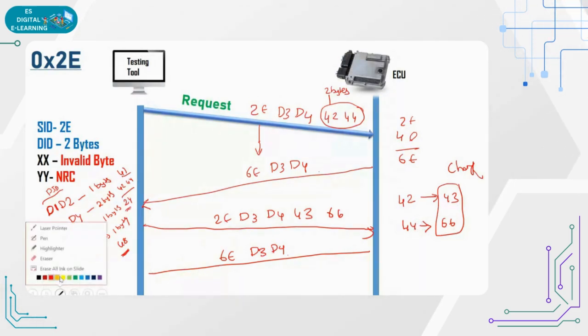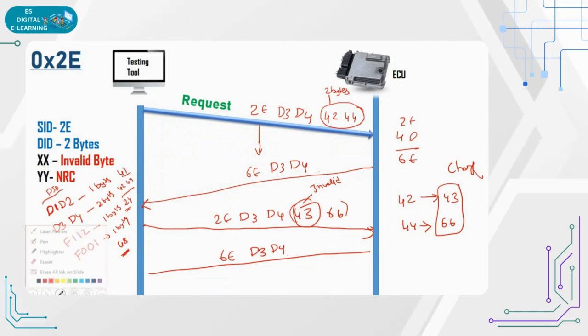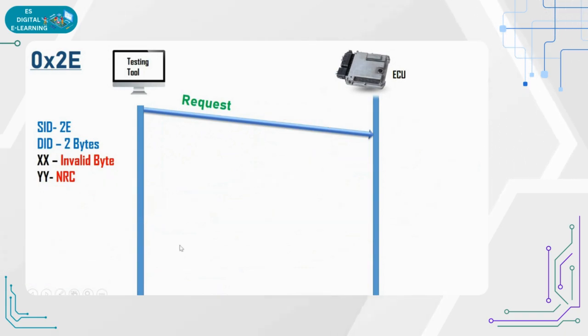Okay, now sir, what will we do? Yeah, tell me. Sir, my doubt is in D3, D4, we can give 2 bytes, that is 43 and 66. But instead of that, if we give only 43, will it be a valid request or an invalid request? Invalid request. We have to give what is required. That means we have to give both the 2 bytes. Yes, you need to give. If not, you need to give the 00.